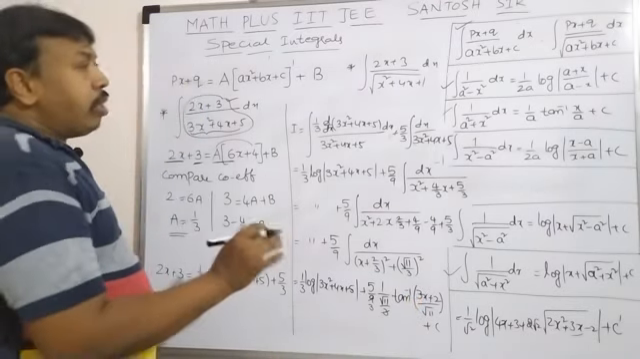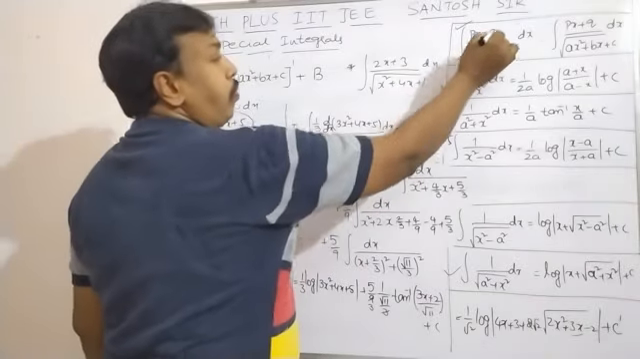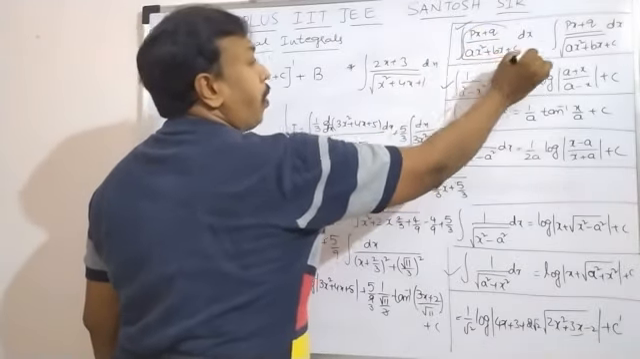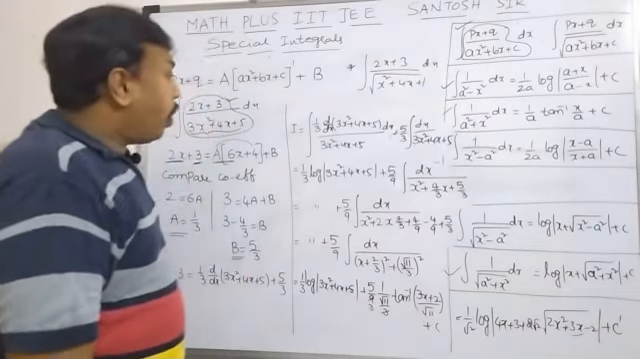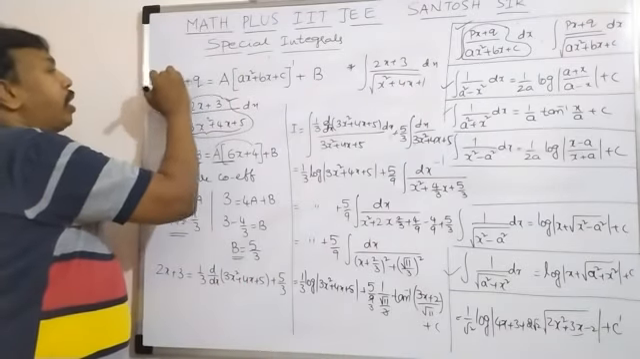So whenever a function is in the form of px plus q upon a quadratic function, what is the substitution we are going to take?